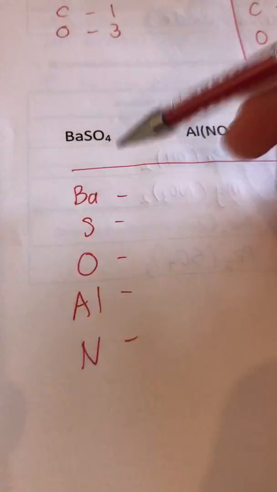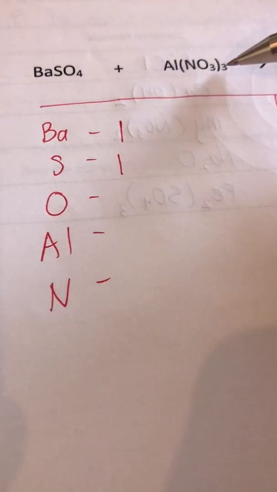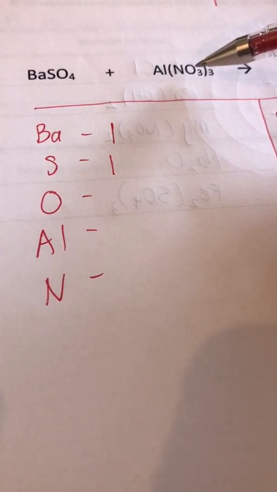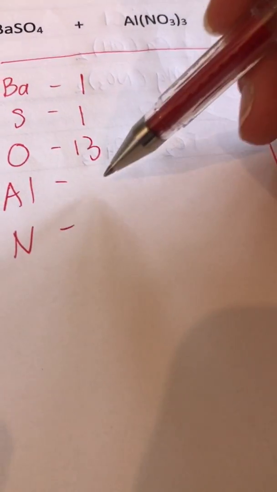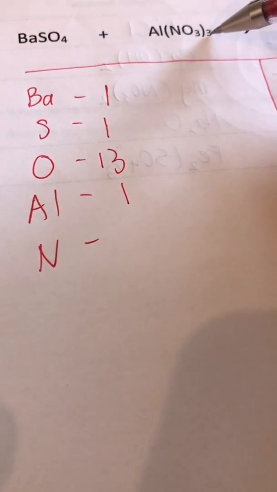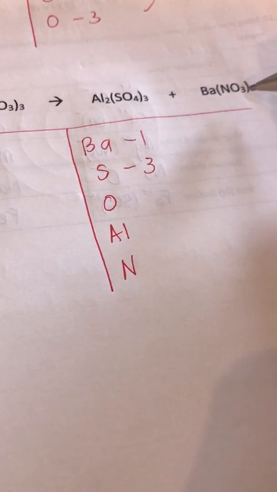Now I'm going to count them up. So barium, 1. Sulfur, 1. Oxygen, I've got 3 times 3 is 9, plus 4 is 13. Aluminium, 1. Nitrogen, brackets outside, 3 times 1 is 3. Over here, barium, 1. Sulfur, 3 times 1 is 3. Oxygen, 3 times 4 is 12. 2 times 3 is 6. 12 plus 6 is 18.